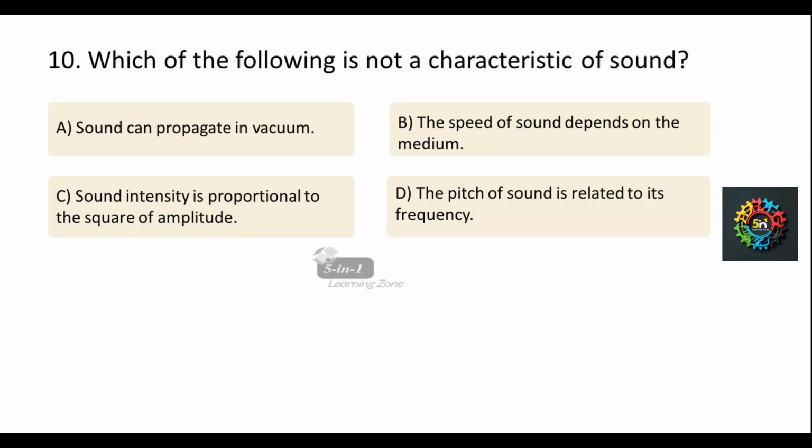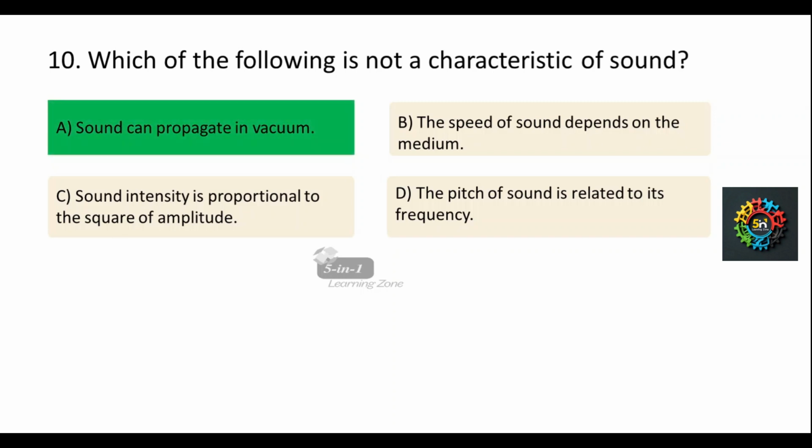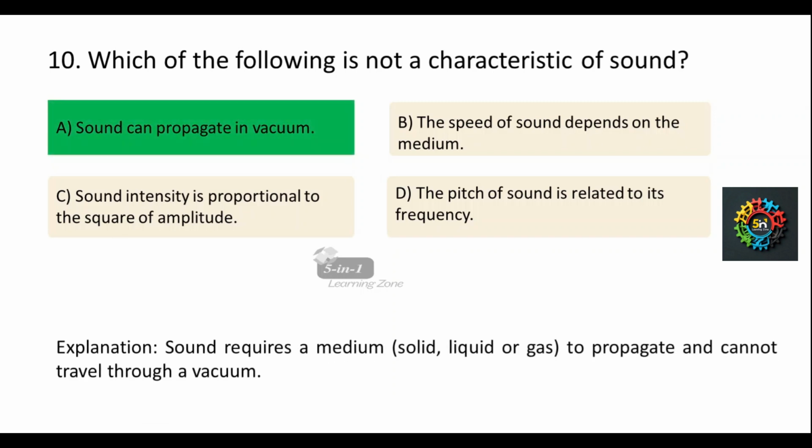10. Which of the following is not a characteristic of sound? Answer. A. Sound can propagate in vacuum. Explanation. Sound requires a medium, solid, liquid or gas, to propagate and cannot travel through a vacuum.